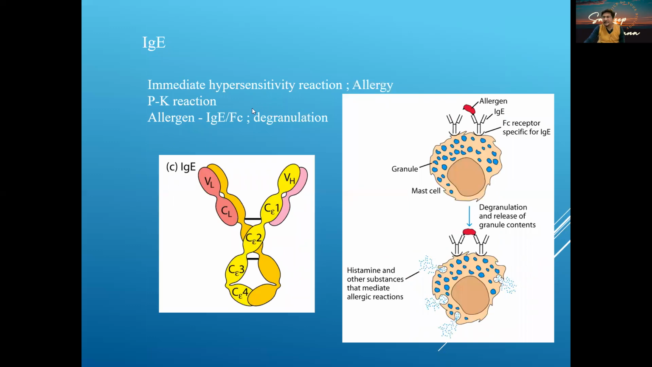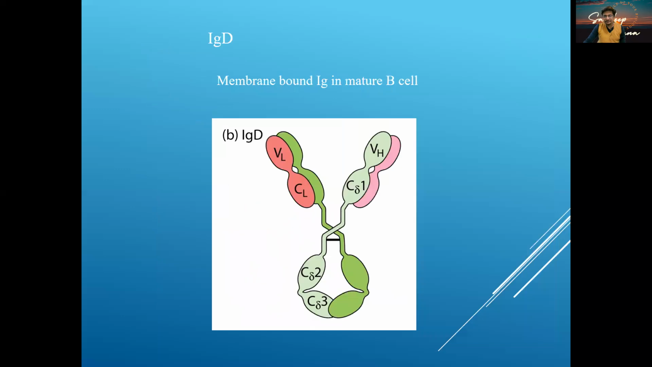IgE, I told you, plays an important role in the allergic reaction or maybe in the hypersensitivity reaction. They activate many secretions by the mast cells and the host macrophages, where they are going to release many chemicals or granules, which in the process can bring about a lot of inflammatory reactions.